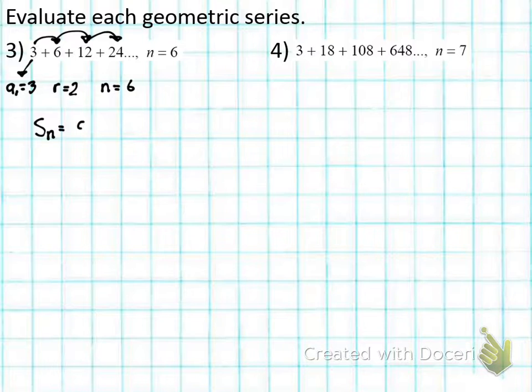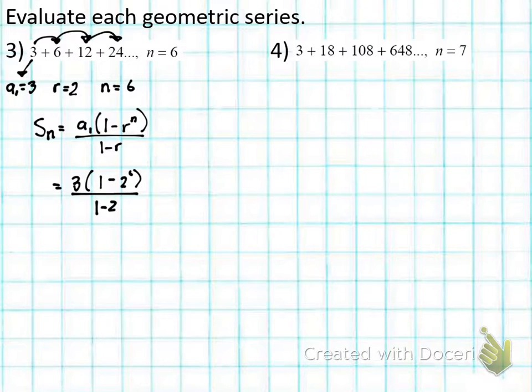S sub n is equal to a sub 1 times the quantity of 1 minus r to the nth power, all over 1 minus r. And then we're substituting. We've got a sub 1 is 3 times the quantity of 1 minus r, which is 2, to the nth power or to the 6th power, all over 1 minus r, or 1 minus 2. So it's 1 minus 64 is negative 63 times 3, all over 1 minus 2 is negative 1.